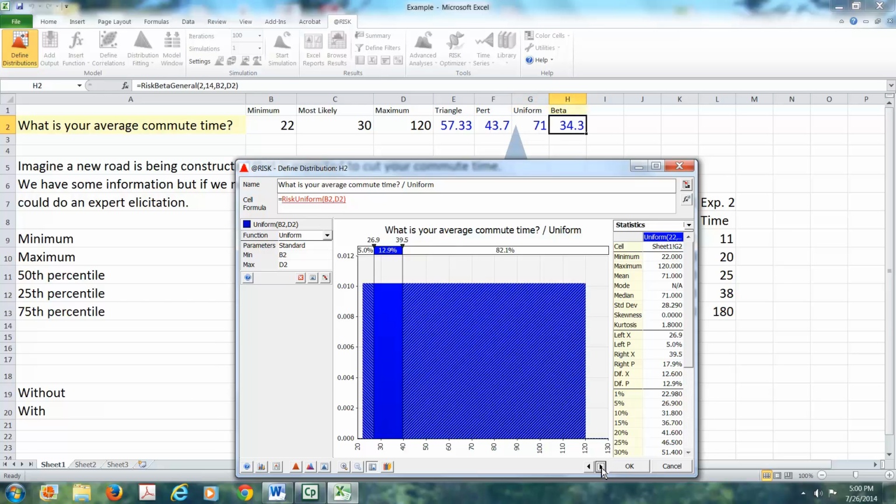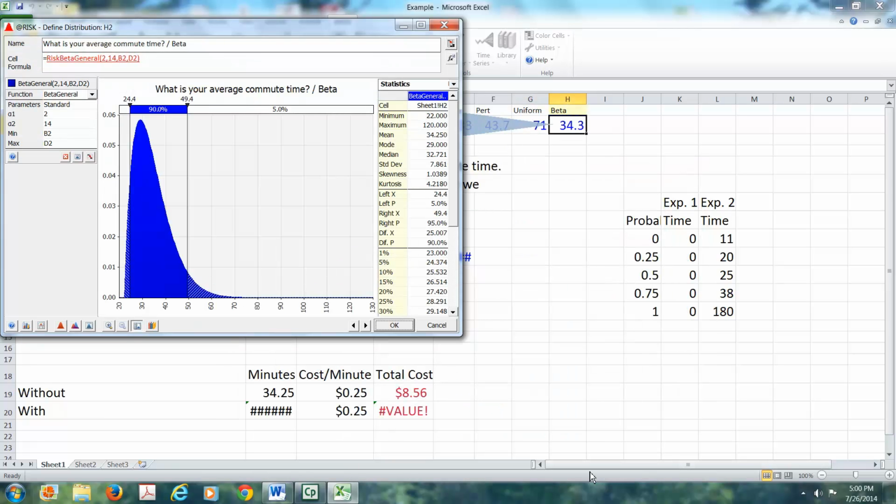So what I have done is I've used a beta general here. I used the minimum and the maximum from our data, and then playing with the parameters alpha 1 and alpha 2, I shaped this distribution so that it's a little bit more realistic. Instead of having 80% of the commutes over 40 minutes, I'm seeing about 1 in 5, and that's probably a lot more likely. You also notice that the mode is 29. That's very close to the 30 that we had. So I'm happy with that, and I'm going to use that distribution.